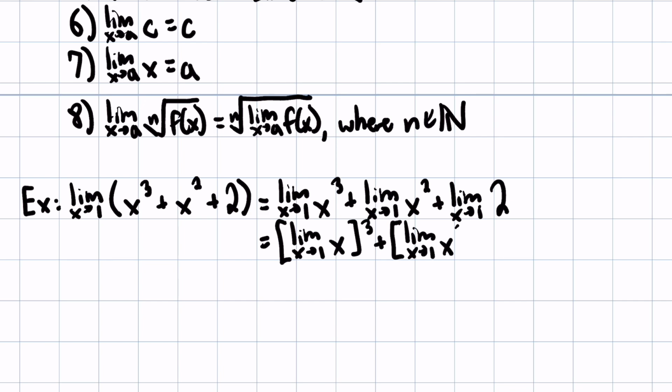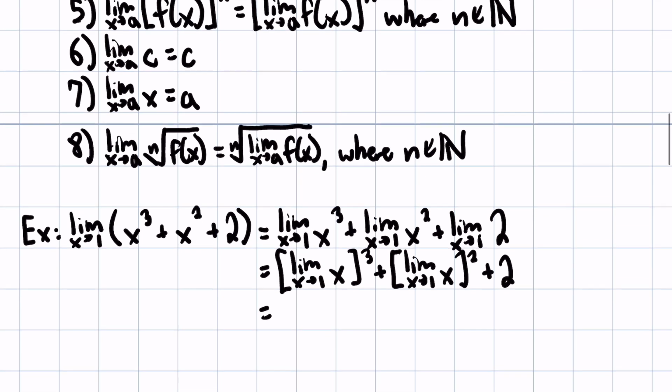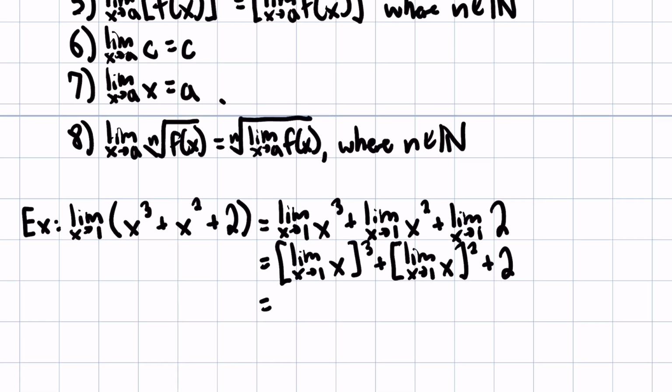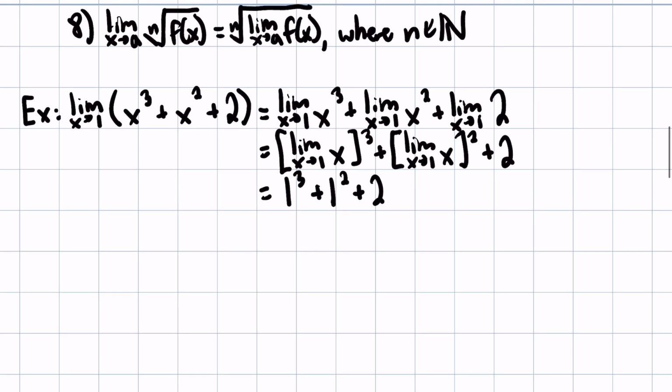And then for the limit as x approaches 1 of 2, that's going to be this property, right? It's the limit of a constant, and so it's just going to be the constant itself. Next, what we can do here is apply the fact that the limit as x approaches 1 of x is just going to be 1, right, based on this property. So now we have 1 to the third power plus 1 squared plus 2, which is just 1 plus 1 plus 2, so our answer is going to be 4.